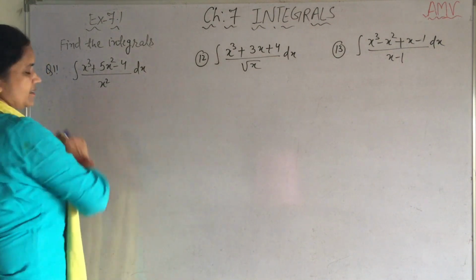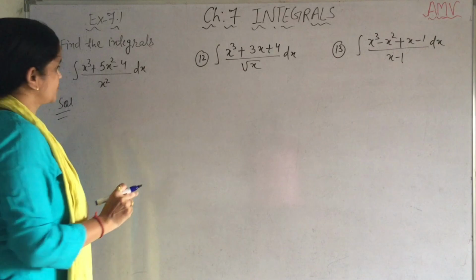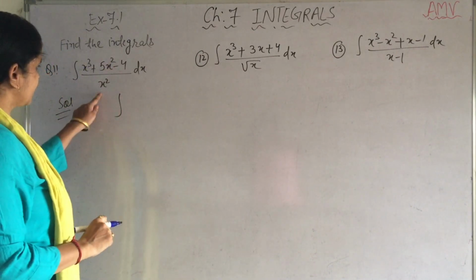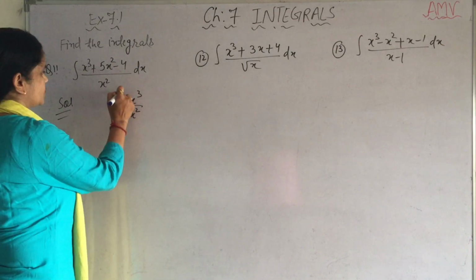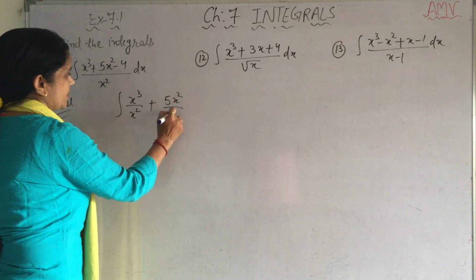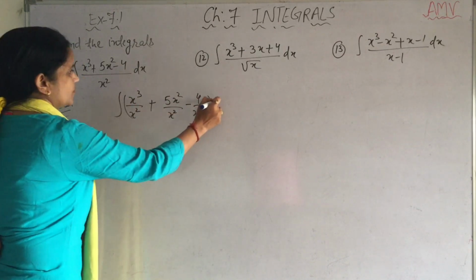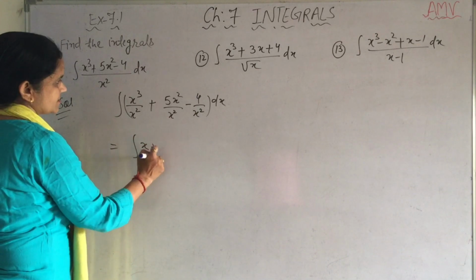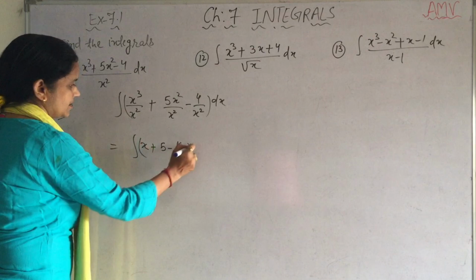Now student, question number 11. Solve this question. First, divide each term by x square. So here it is x cube by x square plus 5x square by x square minus 4 by x square, and whole dx. You will get x plus 5 minus 4 by x square dx.